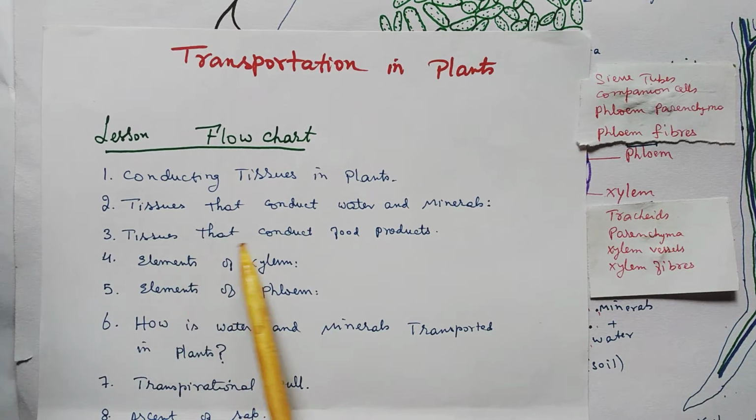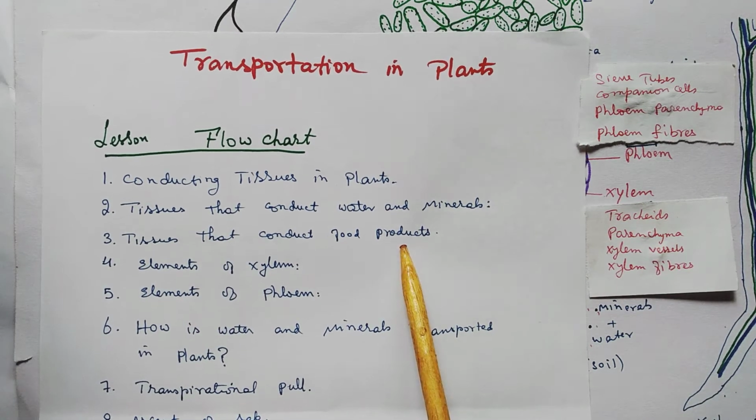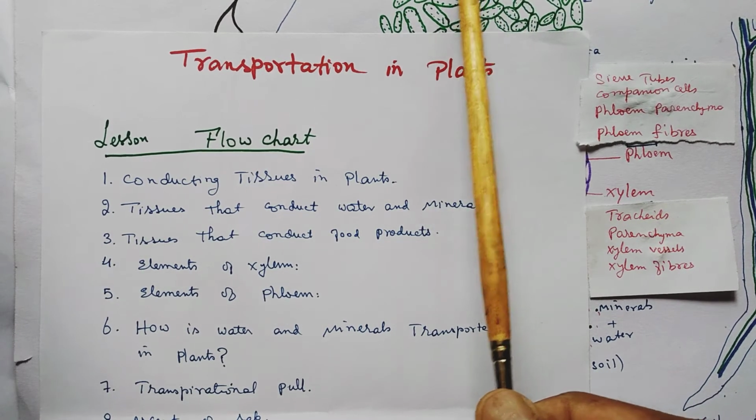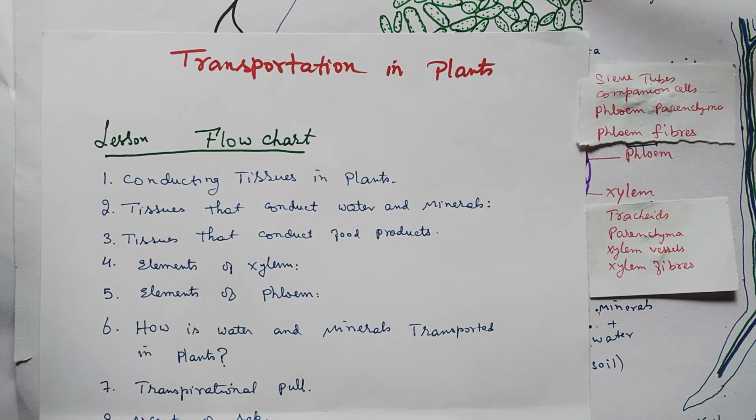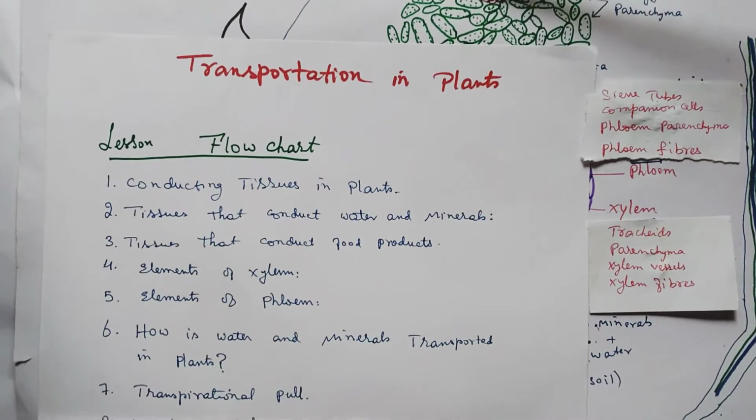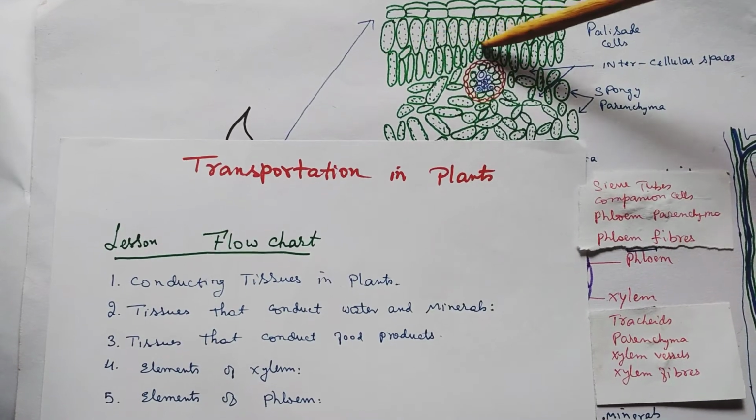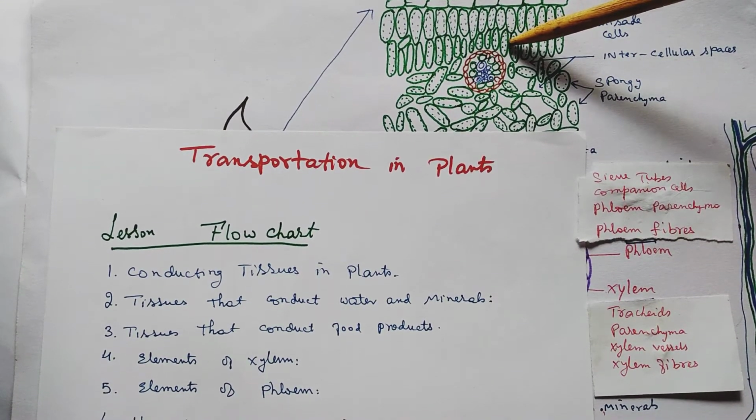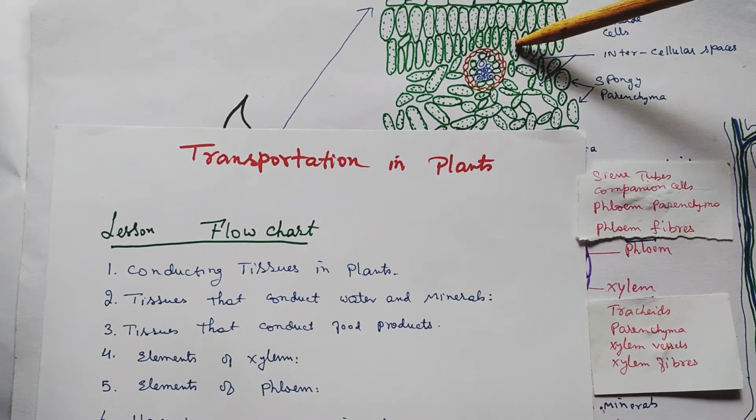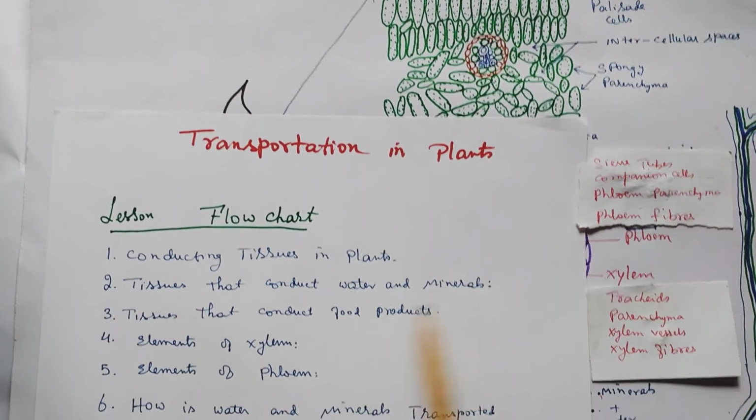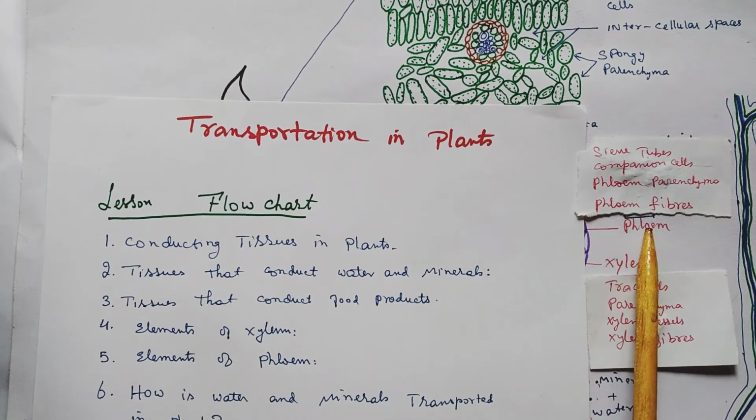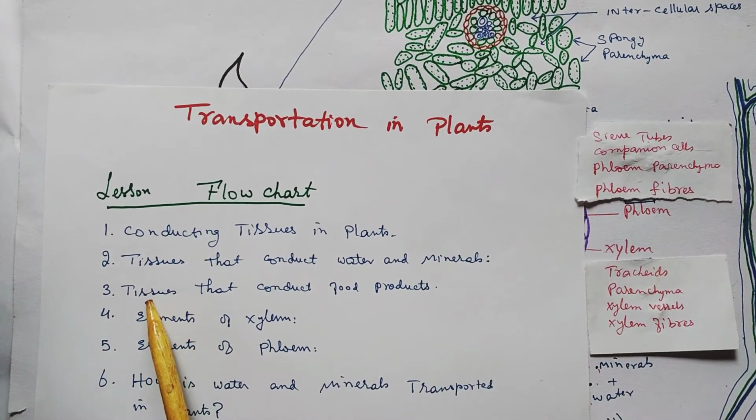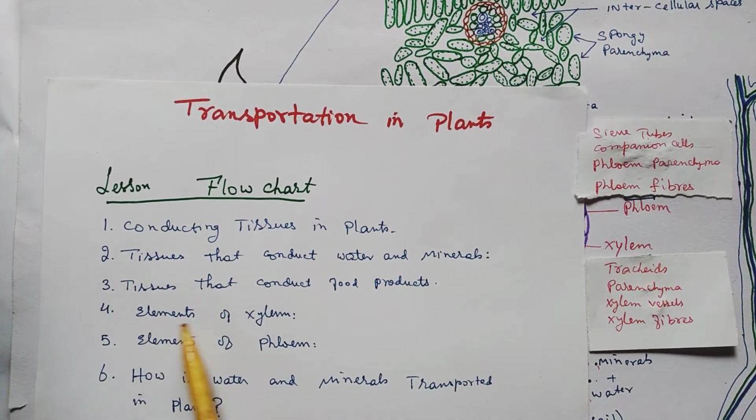And the tissues that conduct food products: the food that was made in the leaf will be conducted here. These are the cells in the leaf which make food. And to conduct the food from here to different parts of the plant, it is done by the phloem, by this phloem. And number 4, elements of xylem.